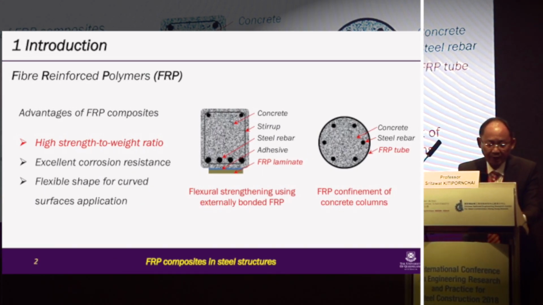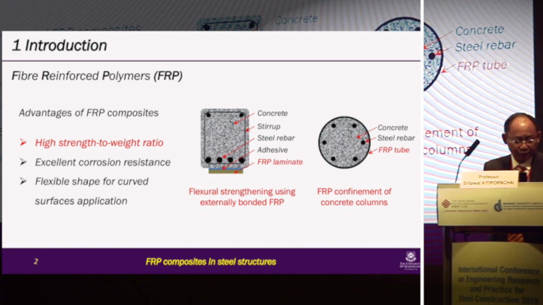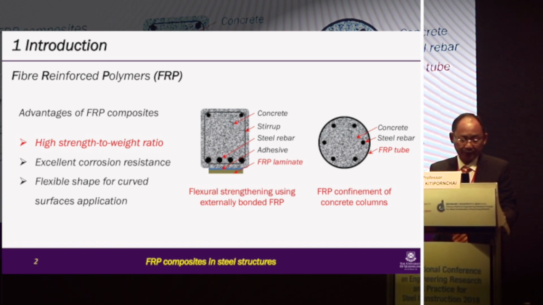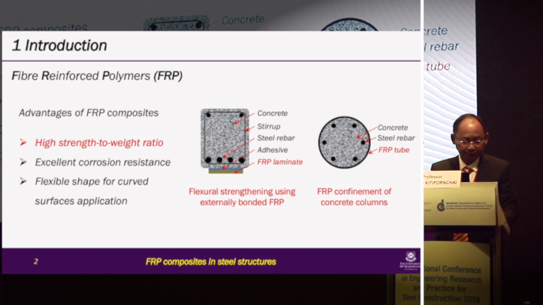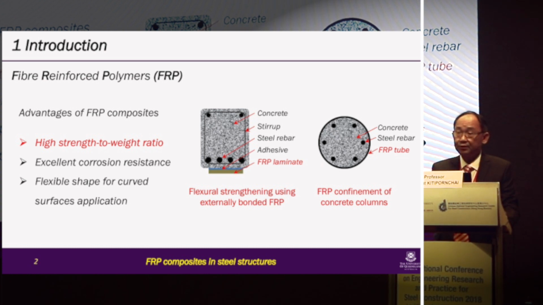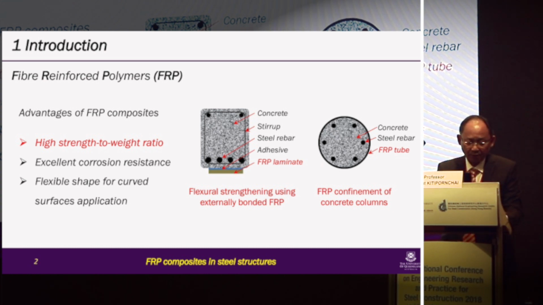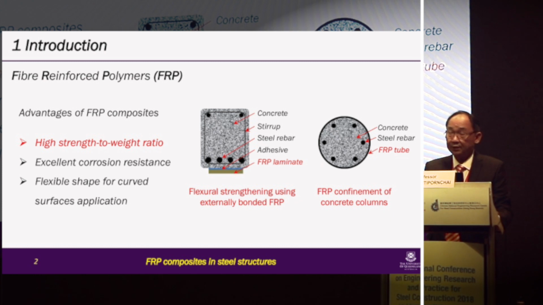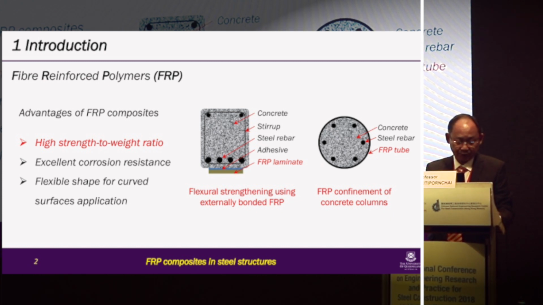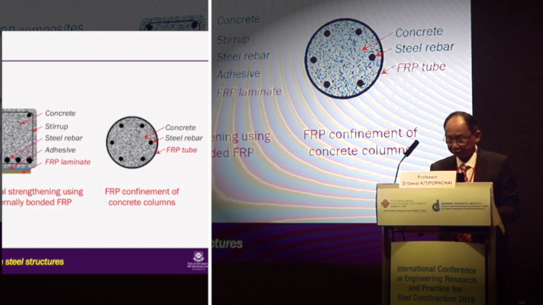When it comes to use of FRP, there is a lot of use in the strengthening and confinement application of concrete structures. There are a lot of advantages using FRP because one of the biggest advantages is the high strength to weight ratio, as in the flexural application. It's also very easy to install due to its light weight.